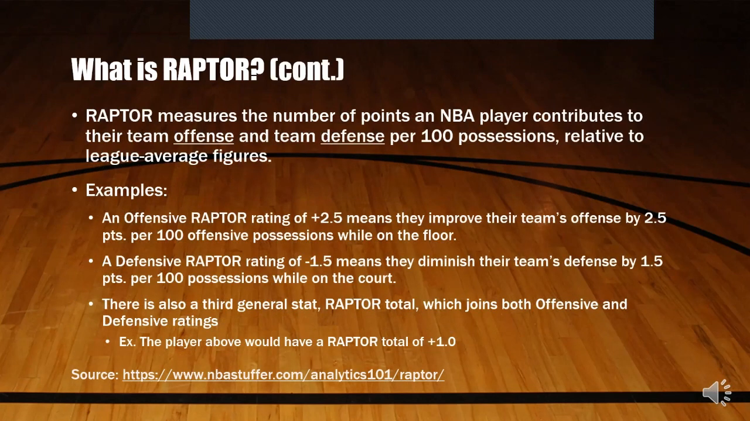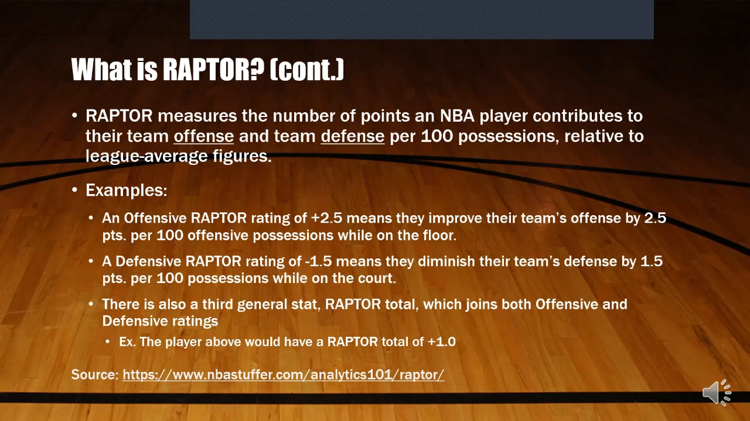So, Raptor measures the number of points an NBA player contributes to their team offense and team defense per 100 possessions, relative to league average figures. So, for example, if a player has an offensive Raptor rating of plus 2.5, this means that they improve their team's offense by 2.5 points per 100 offensive possessions. Similarly, if a player has a defensive Raptor rating of negative 1.5, this means that they diminish their team's defense by 1.5 points per 100 possessions while they are on the court.